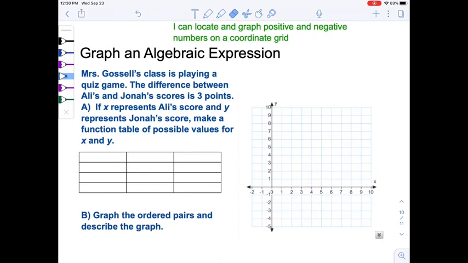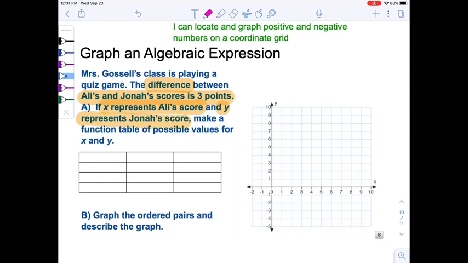Our very last problem here says to graph an algebraic expression. So the problem says Mrs. Gazelle's class is playing a quiz game. The difference between Allie and Jonah's score is 3 points. So we know difference means subtraction. So our expression is going to have subtraction in it. We know x is Allie's score, and we know y is Jonah's score.